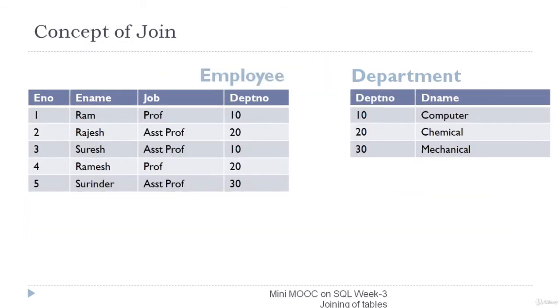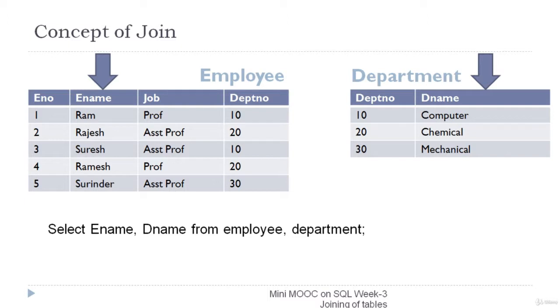Let us retrieve ename and dname columns from the employee and department tables. Here ename is present in the employee table while dname is present in the department table. We have to retrieve information from two tables, and to retrieve the information, we have the select statement. So here we have to select ename and dname from two tables. The corresponding select statement will be select ename, dname from employee, department.